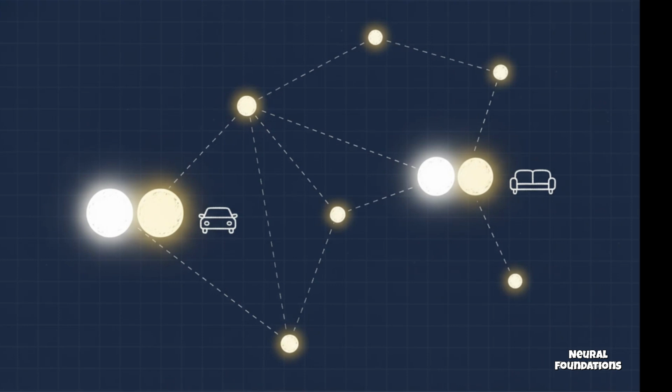Here's a great way to picture it. Imagine all of language laid out like a giant constellation in the night sky. In this star map, words that mean similar things like car and automobile, or happy and joyful, they're like neighboring stars clustered really close together. Their distance and position tell the AI about their relationship.